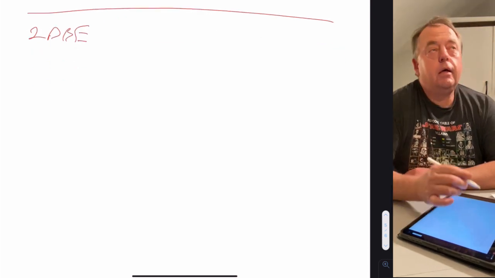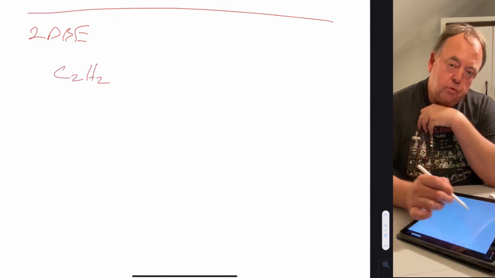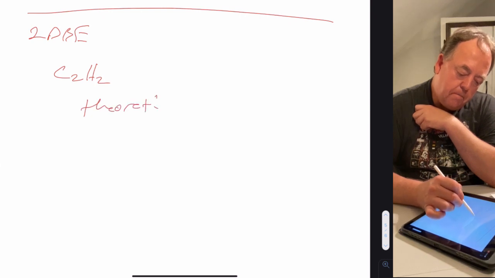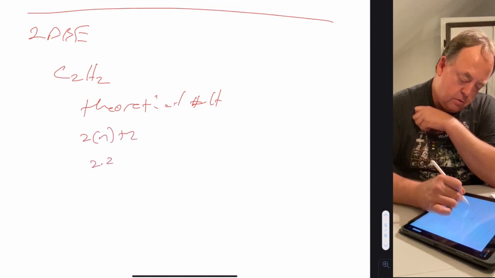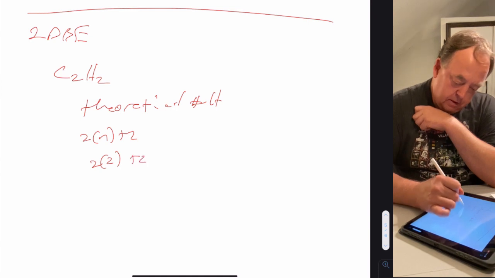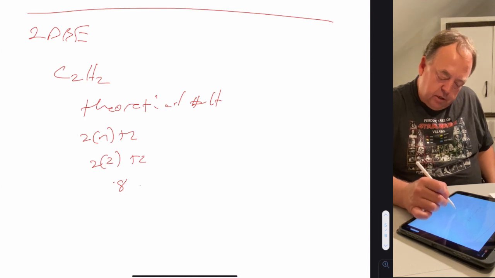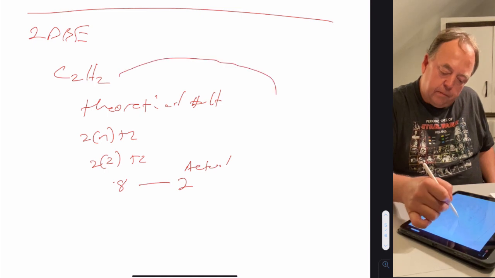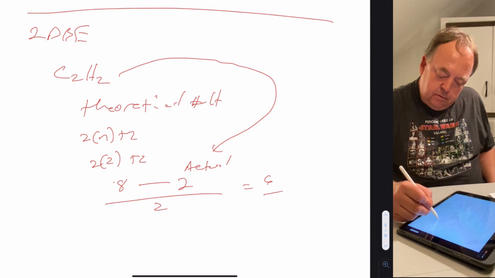So if we had a molecule like C2H2, so theoretical number of hydrogens, so 2n plus 2, so 2 times 2 plus 2, so 2 times 2 is 4, plus 2 is 8, minus the actual number, which is just whatever is in the formula, divided by 2, so 8 minus 2 is 6, whoa.